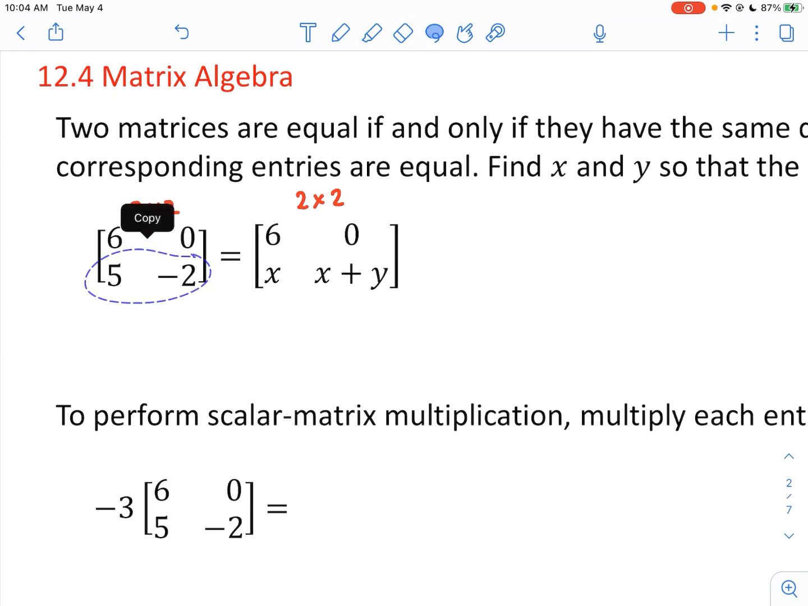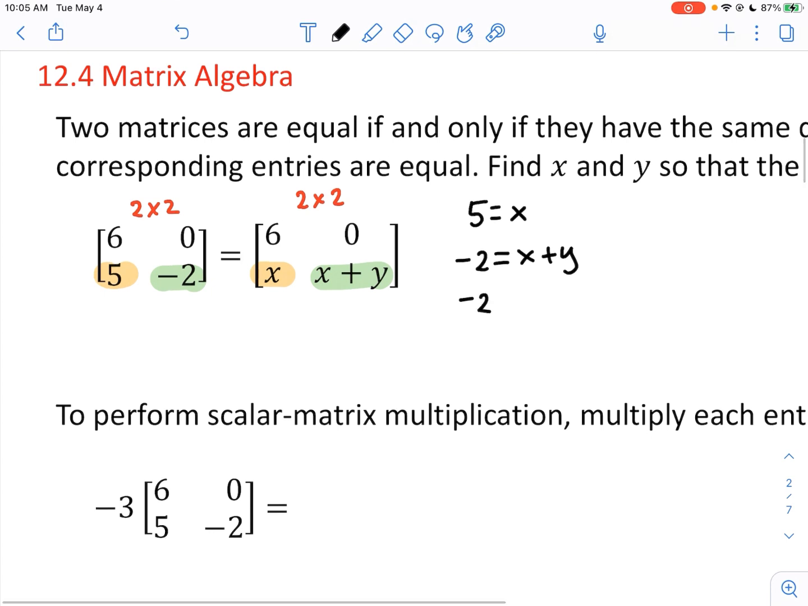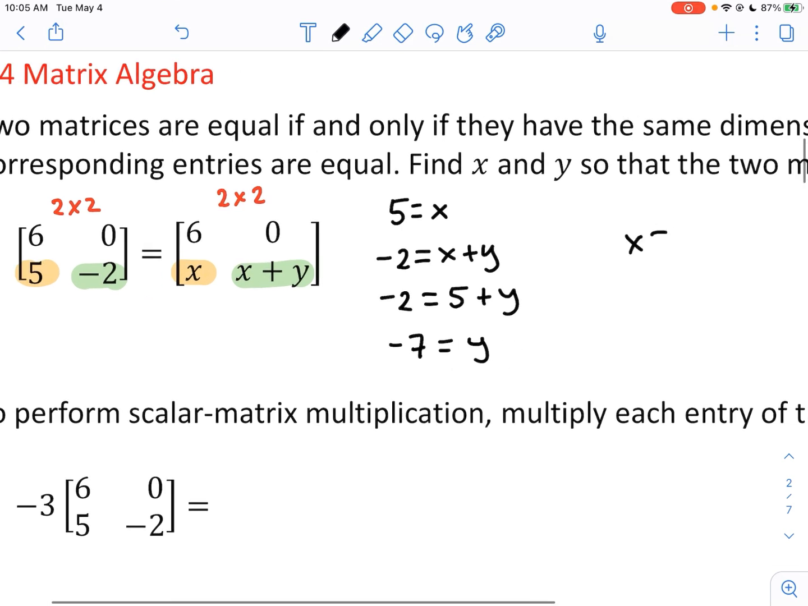Now we need the second row to be equal, and to do that, let's look at the 2, 1 position, second row, first column. We want these to match, and then we also want the entries in the 2, 2 position, second row, second column, to match. We want 5 to be x, so x has to be 5, but we also want -2 to be x plus y. And since we know x is 5, we know that -2 should be equal to 5 plus y. Subtract 5 from both sides, and that tells us that -7 should be y. So we get x has to be 5 and y has to be -7.